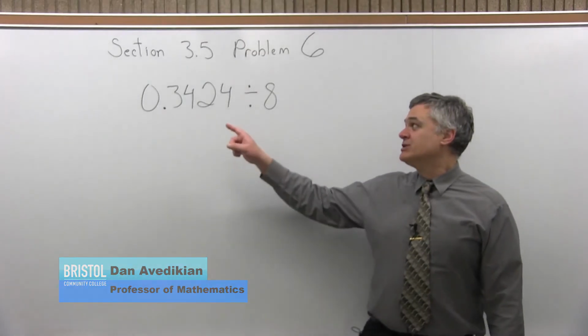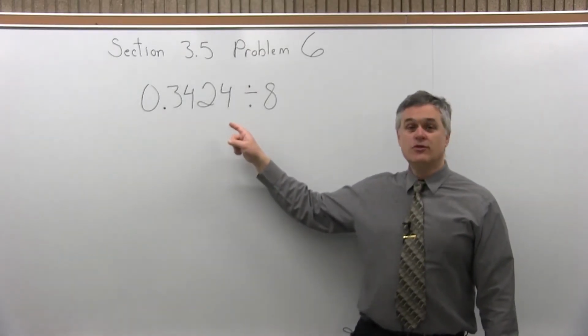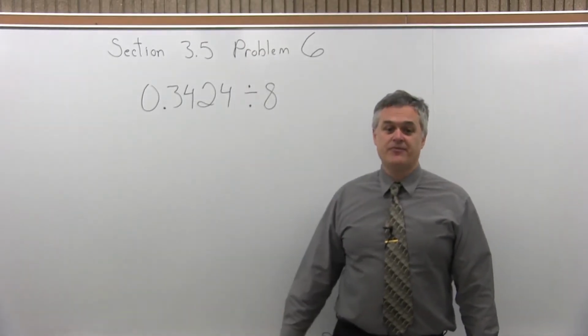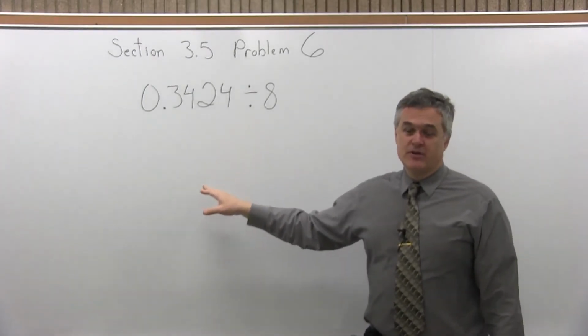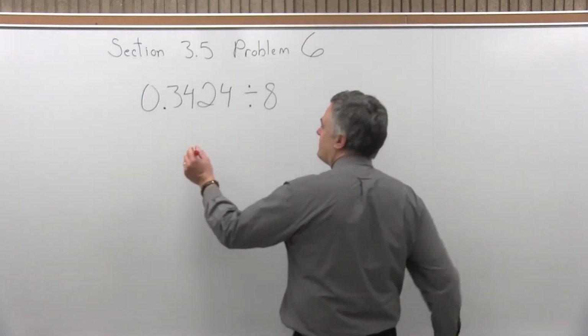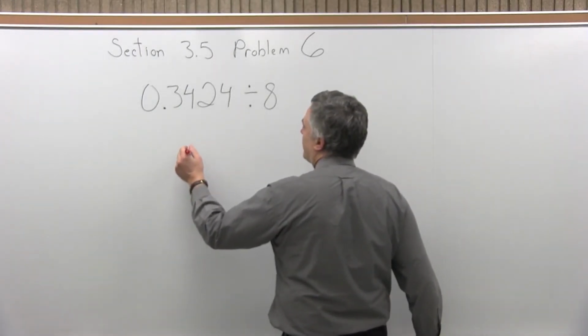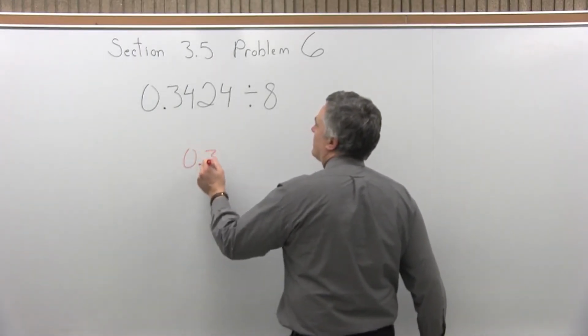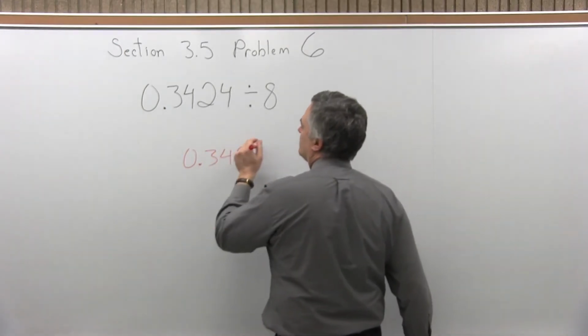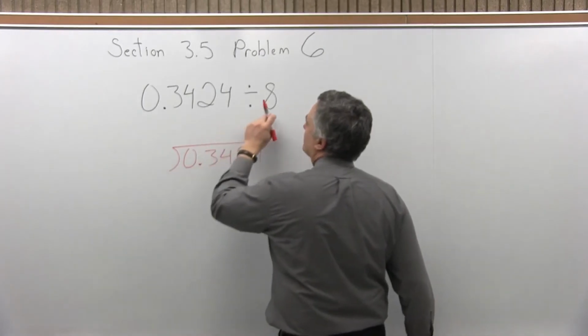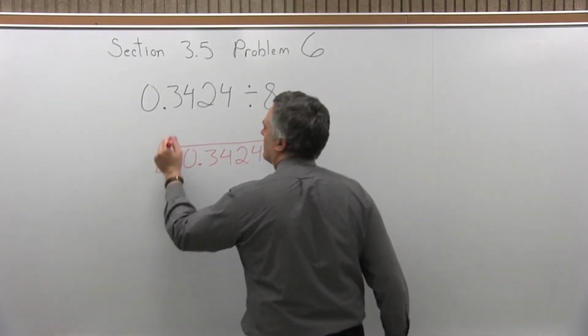We have 0.3424 divided by 8. Written in this format, it's easy to enter in a calculator if you can use a calculator, but if you have to solve the problem by hand, you want to write it with the first number, the 0.3424, under a division symbol, and the other number in front of the division symbol.